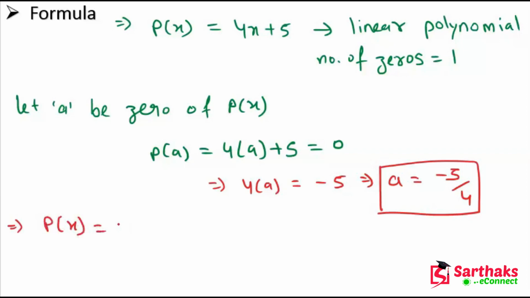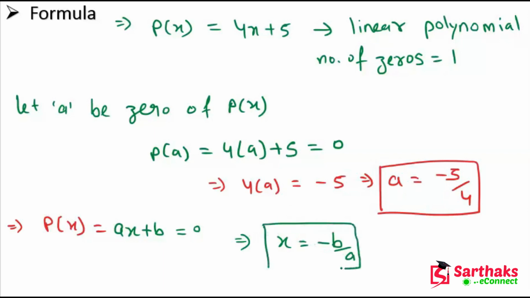So we can conclude that if we have an expression p of x equal to ax plus b, which is equal to 0, then to find the zero of the polynomial, we have to put the value of x as minus b upon a. Yes, minus b upon a. I hope you get this point.